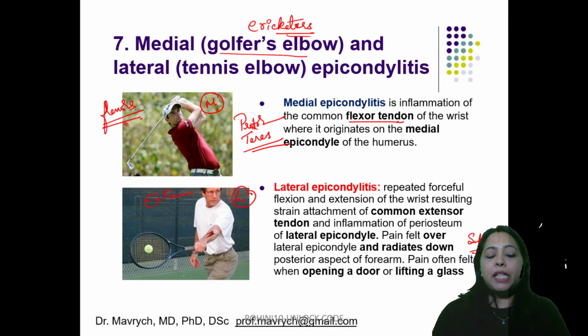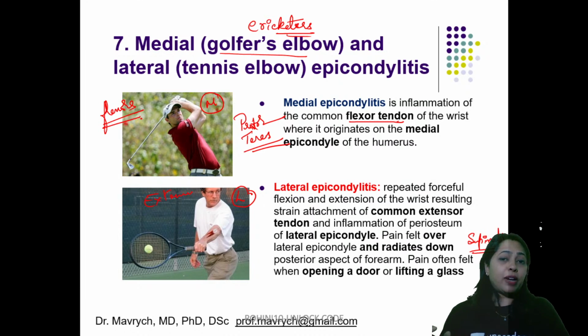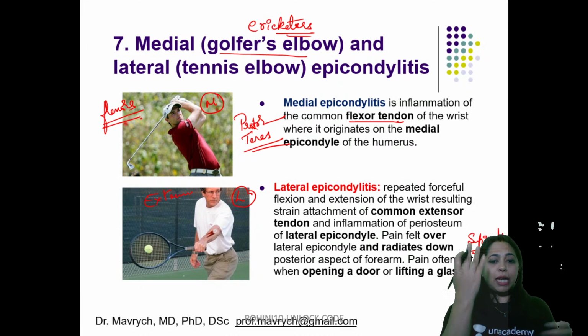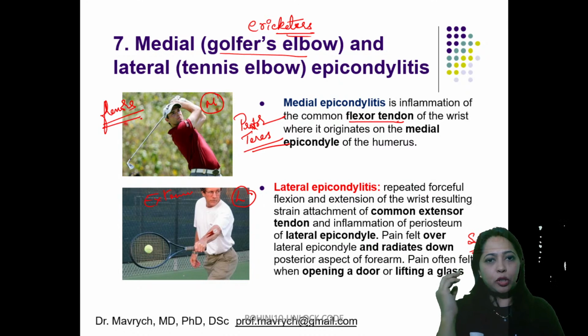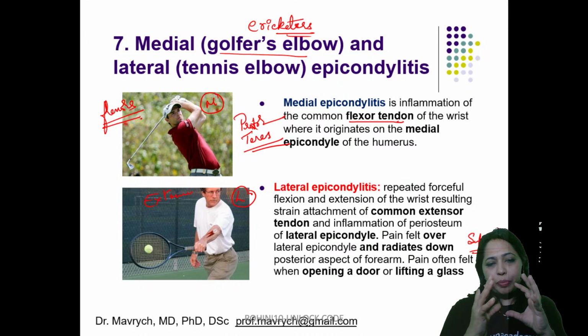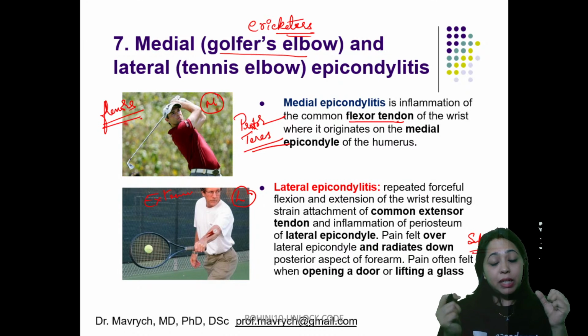So here, repeated forceful flexion and extension of the wrist results in strain at the attachment of the common extensor tendons. Now here, where is pain felt? It is felt over the lateral epicondyle and radiates down the posterior aspect of the forearm. And it is often presented as pain on opening a door or lifting a glass. So whenever you try to open the door or lift something heavy, then you can feel the pain.